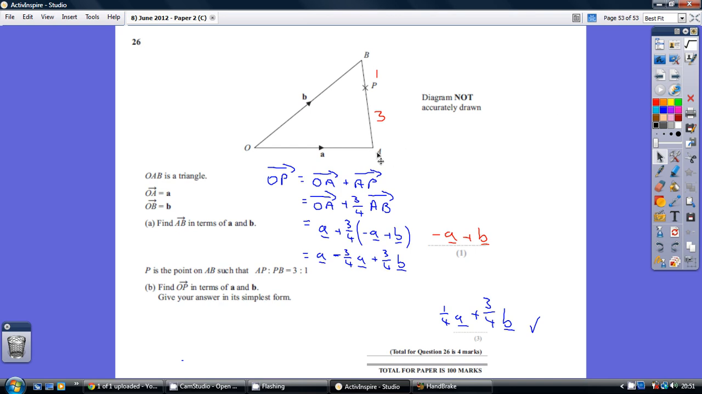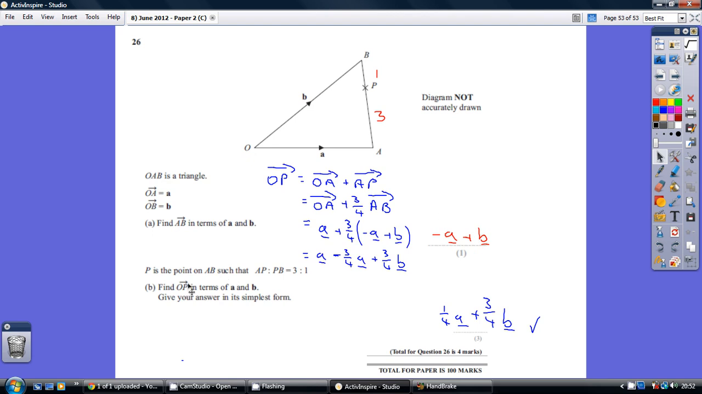Find the vector AB in terms of little a and little b. So we've basically got to get from A to B, but we're going along the roads which have got a and b on them. So we're going along here in the wrong direction, so that's a minus a. Then up here in the correct direction, which is a plus b. So for the single mark, minus a plus b.